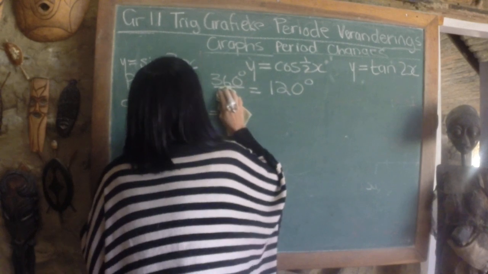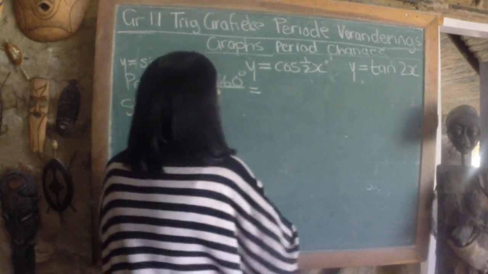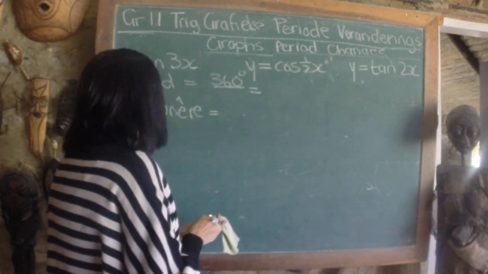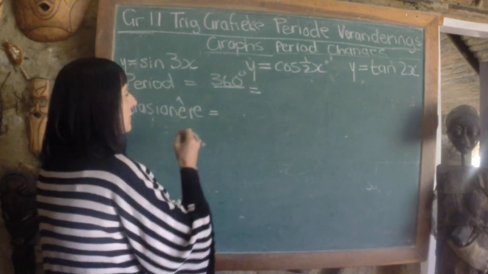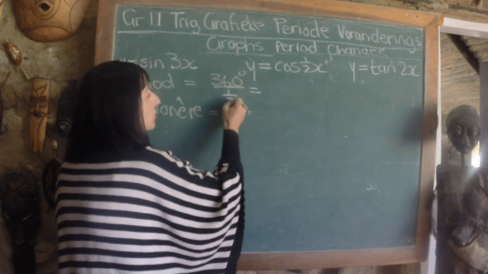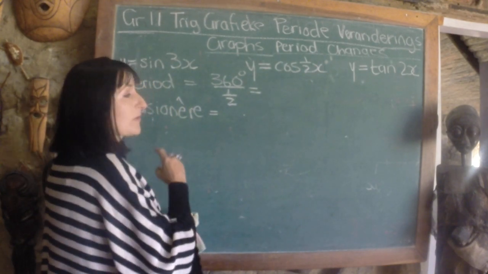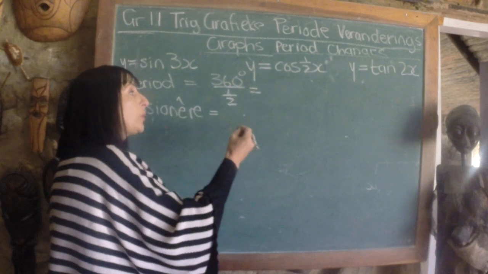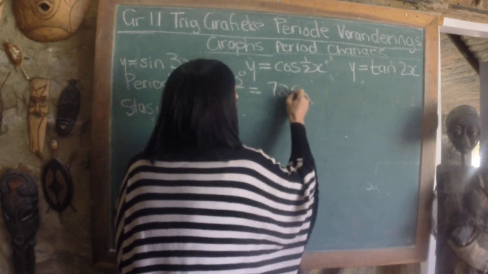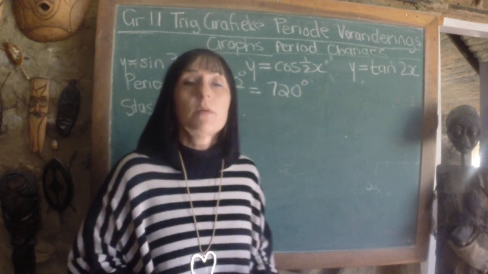Let's get our new period. Take that guy, en ons normale periode van ons moederfunksie 360, we're dividing it with a half. Now, when you divide by a half, you multiply with a reciprocal, so ek maal met 2, so ek het 720 grade. Wat gaan dink julle gaan gebeur met cos?